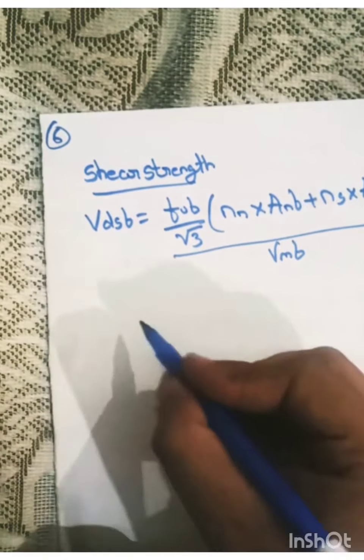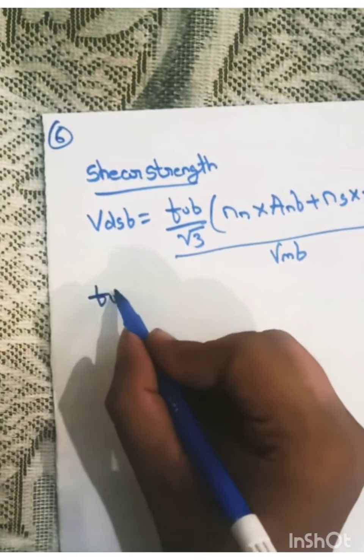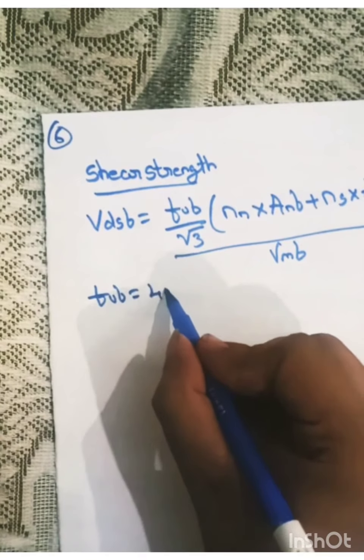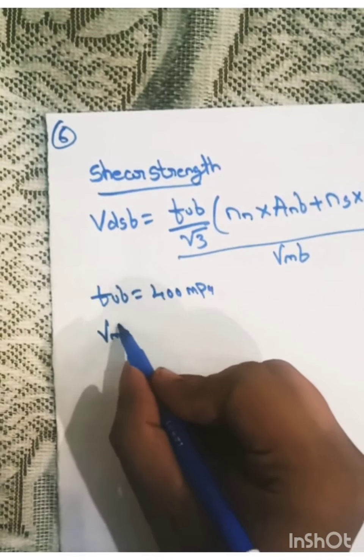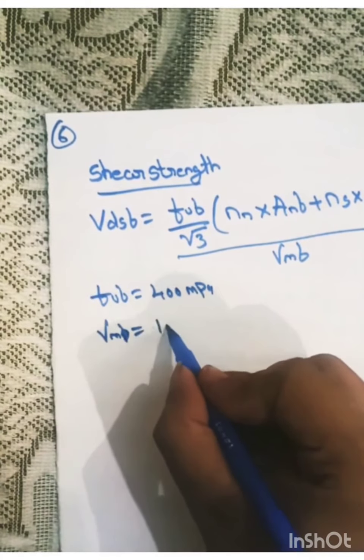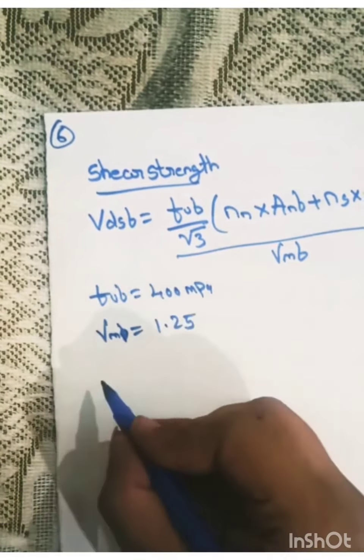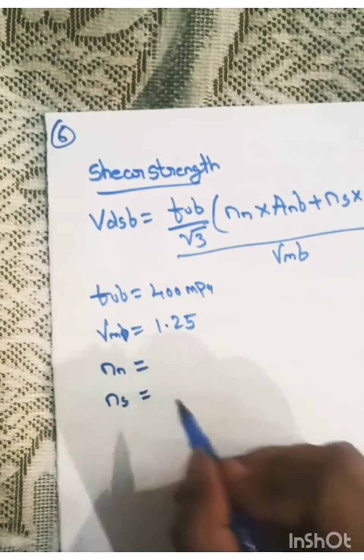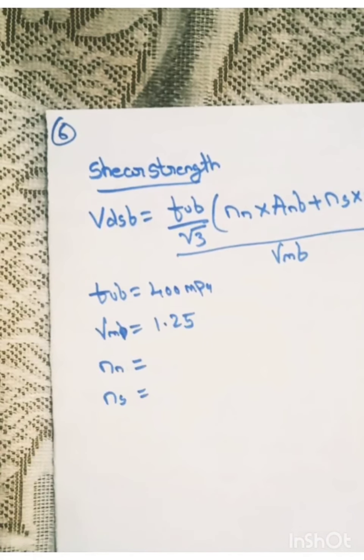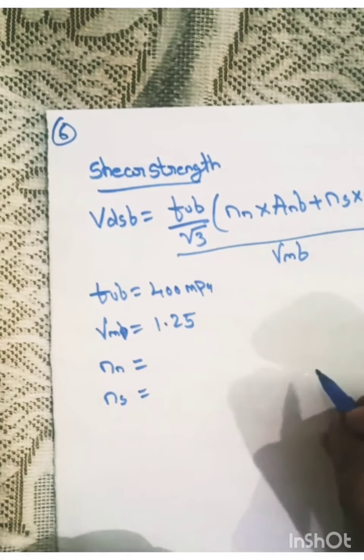Here FUB is 400 MPa, gamma MB, that is the partial safety factor for the bolts, is 1.25. Now NN and NS, it is in double shear, so we need to find the values of NN and NS.